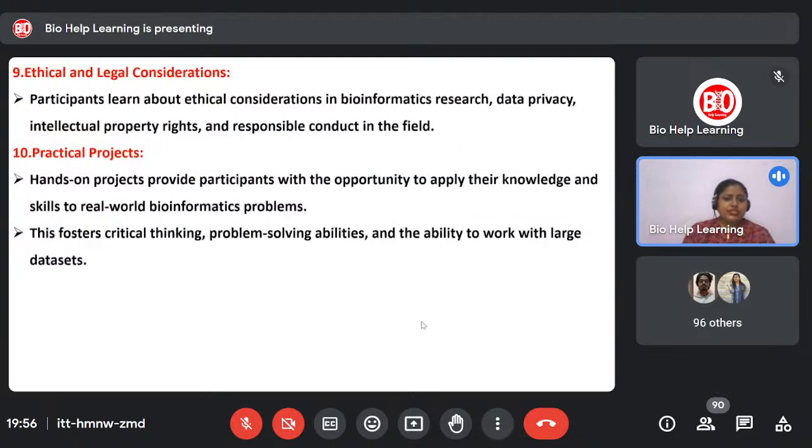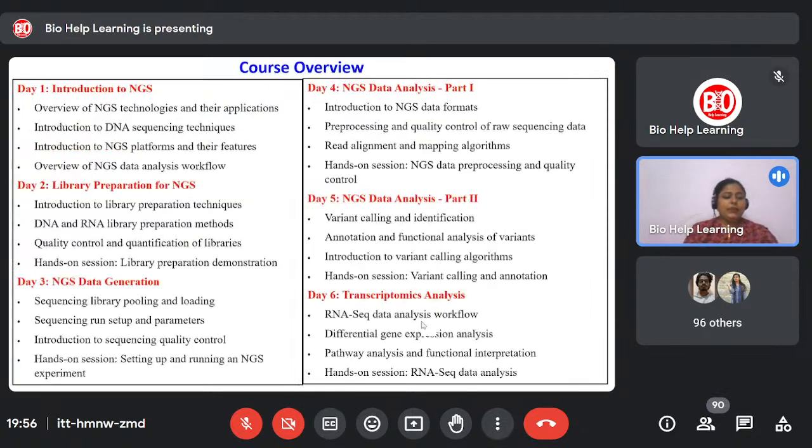Ethical and legal considerations are also covered. Practical projects and hands-on sessions are also carried out using BioHealth Learning.